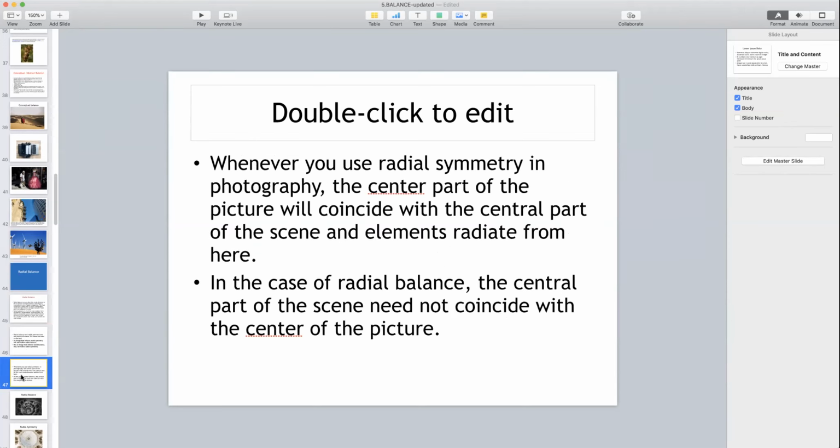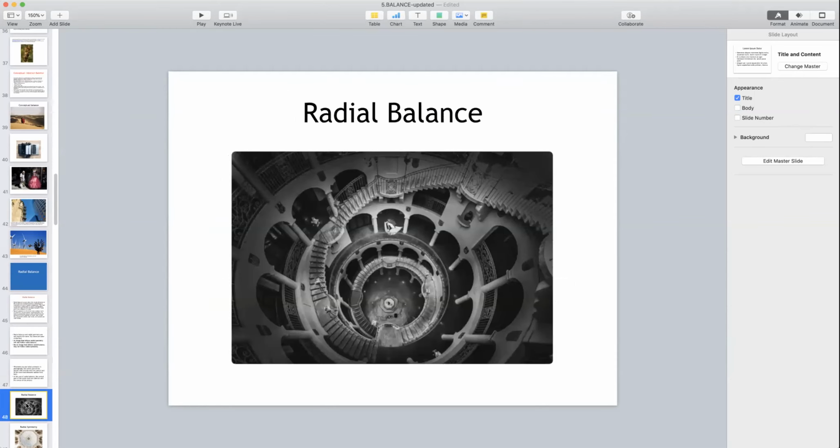Now let me quickly explain. Whenever you use radial symmetry in a photograph, the central part of the picture will coincide with the central part of the scene and elements radiate from there. In the case of radial balance, the central part of the scene need not coincide with the center of the picture. As I will show you now, look at this carefully.